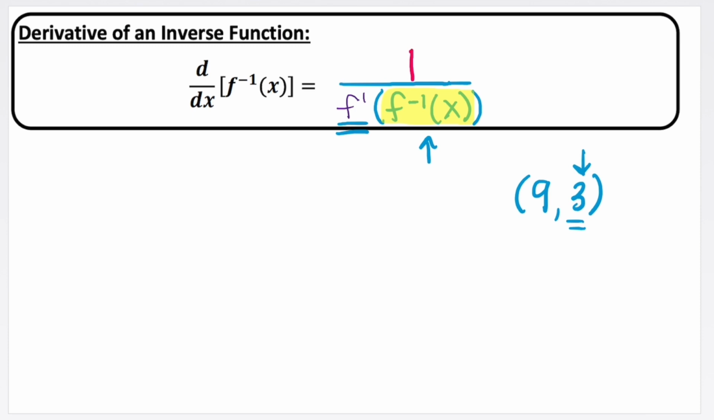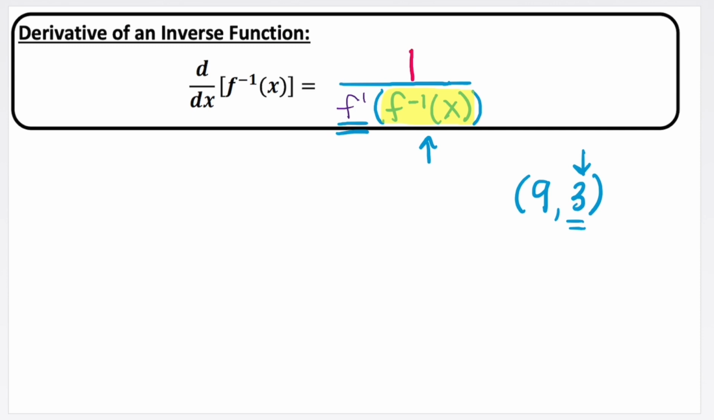Now, this is used a lot when we're doing tables. It's also used a lot when you know a specific point on the original graph. Honestly, a lot of times it's just going to be easier to find the inverse and then just take the derivative, like I did in that first example, where I knew the inverse of x squared was the square root of x, and then I was able to just find the derivative of the square root of x. So you can still do it that way.